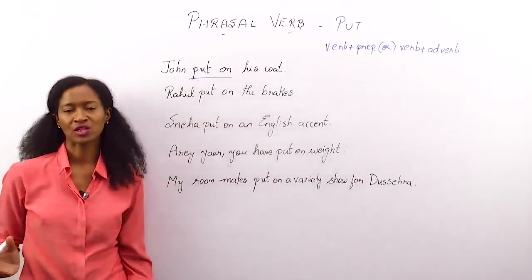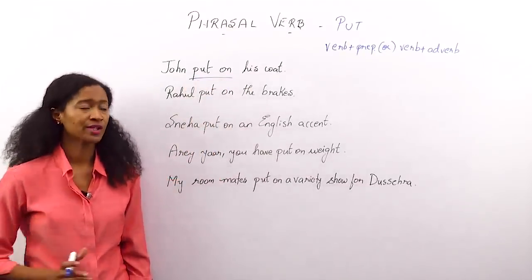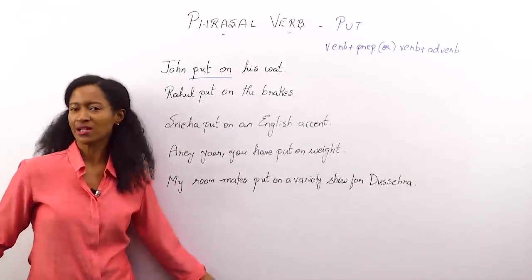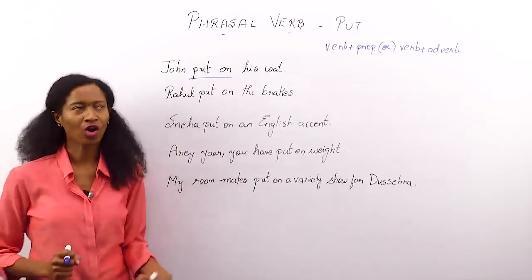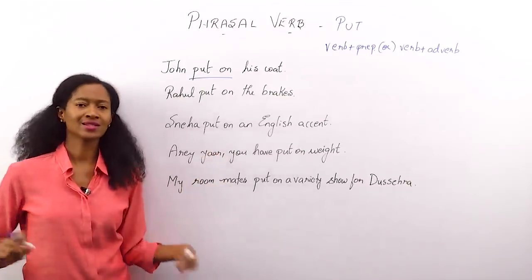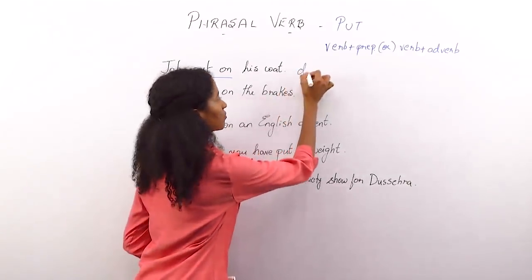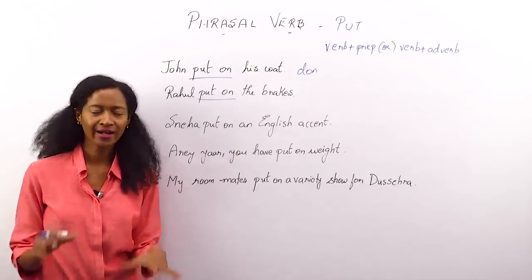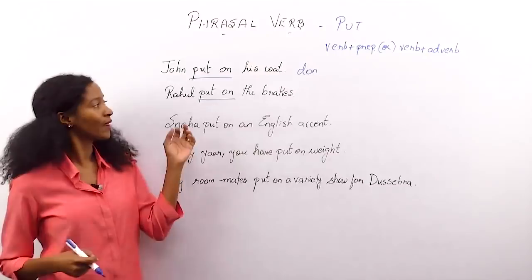Put on is our phrasal verb, a verb plus preposition combination. So what can it mean? He put his clothes on. In this context, it's a coat. To don. Don, not our Don in the movies, right? To don means to put on something.